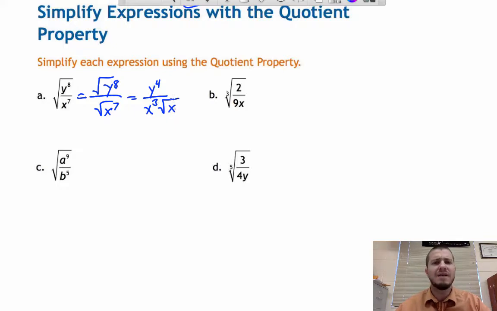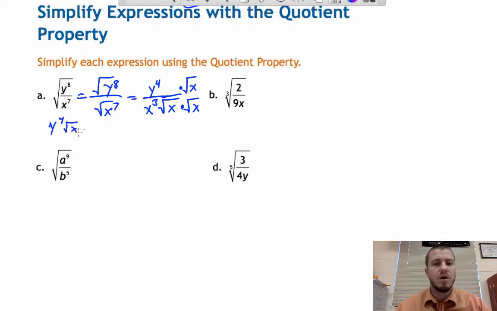But I can't leave this radical inside the denominator, so I have to rationalize it. With the square root, it makes it pretty easy because I just multiply it by that same square root. Square root of x times square root of x becomes square root of x squared, which will simplify. And if I multiply it to the denominator, I also need to multiply it to the numerator.